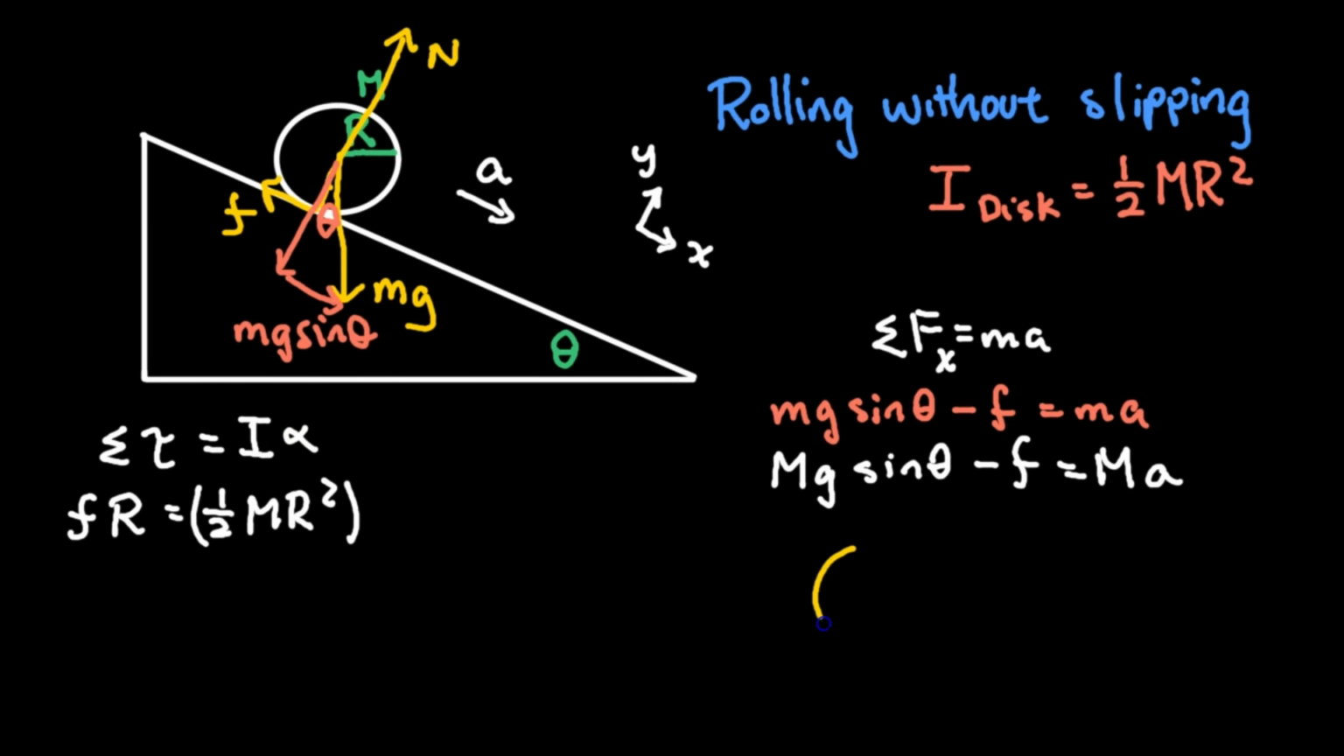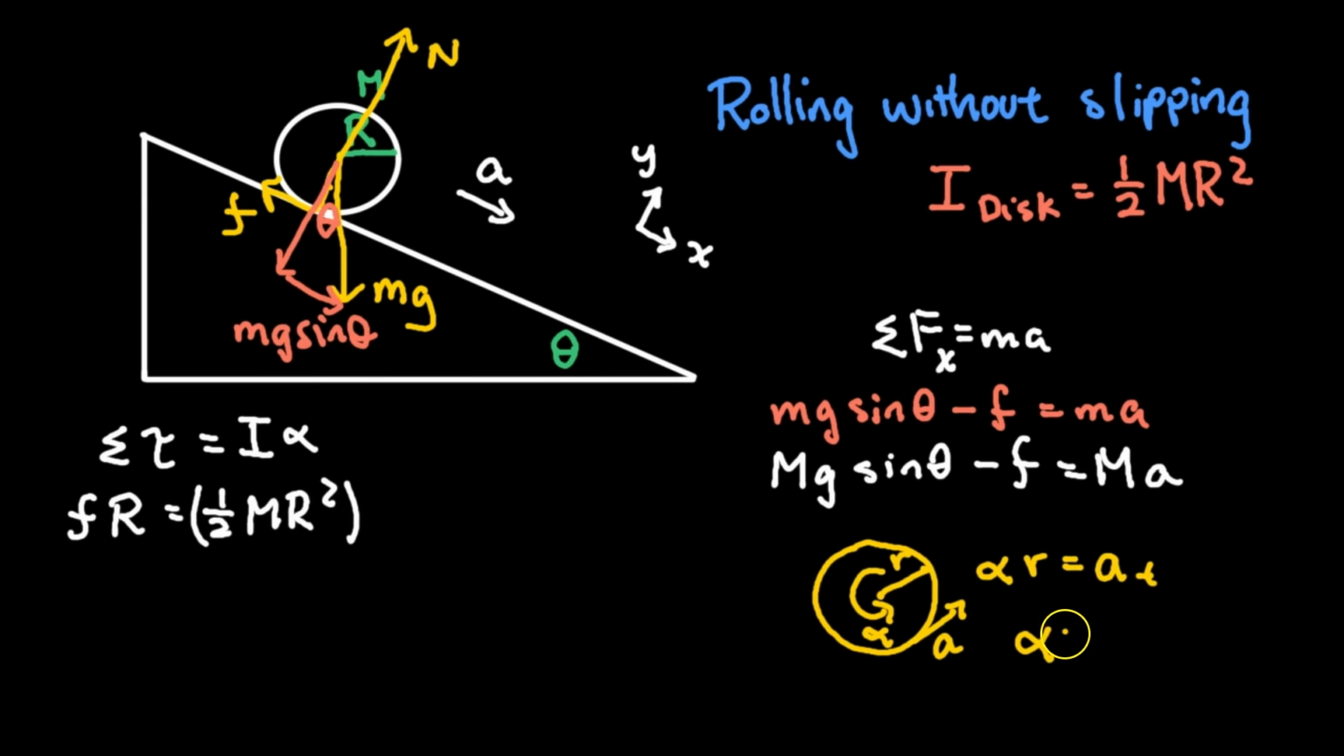Now, for any object rotating, we know that if this is alpha here, the angular acceleration, and this is the radius here, the angular acceleration times r will give you the tangential acceleration. So the tangential acceleration is this acceleration here along the tangent line. But when we're rolling without slipping, we're not simply just rotating, but we're also moving translationally. We're moving in a straight line. The center of mass is moving along a straight line down the ramp.